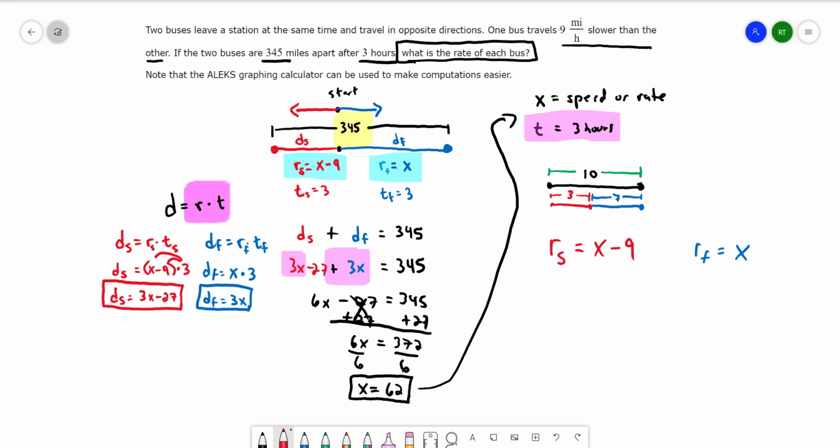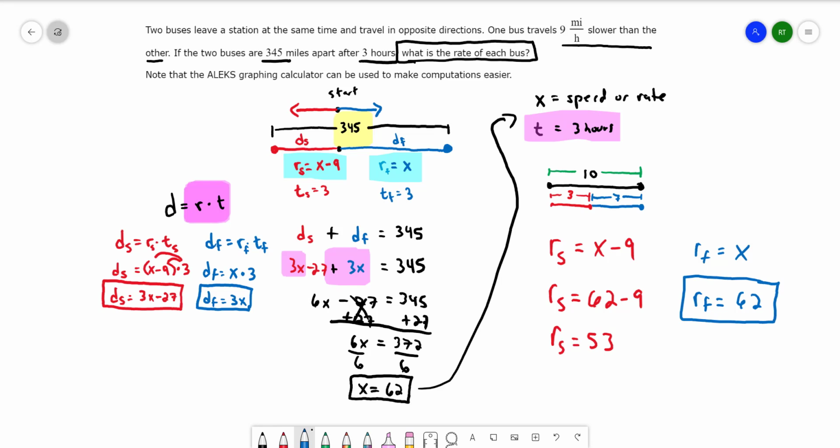My last step now is just to substitute my value for x. So x was 62, replace it here, and when I simplify, I get 53. Doing the same thing for the rate of the faster one, I replace x with the value I found, which is 62, and then that one's all set. So we have the rate of the faster bus is 62, and don't forget it was in miles per hour. And then the rate of the slower bus was 53 miles per hour. And you can see that the rate of the slower one is in fact 9 miles per hour slower than the rate of the faster one.